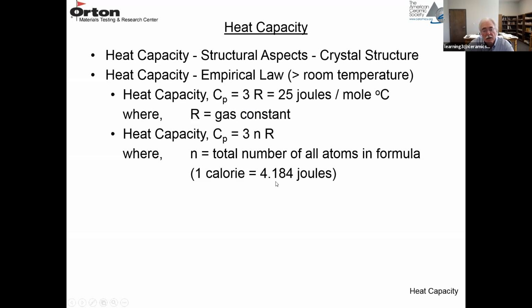1 calorie equals 4.184 joules. So in this case, Cp equals 3R, 25 joules per mole. And if you have more than one atom in a formula, it's 3nR. Again, n is the total number of atoms in the formula. So you'll see heat capacity sometimes in calories, and sometimes in joules. In calories, it's 6 calories per mole, or in joules, it's about 25 joules per mole.